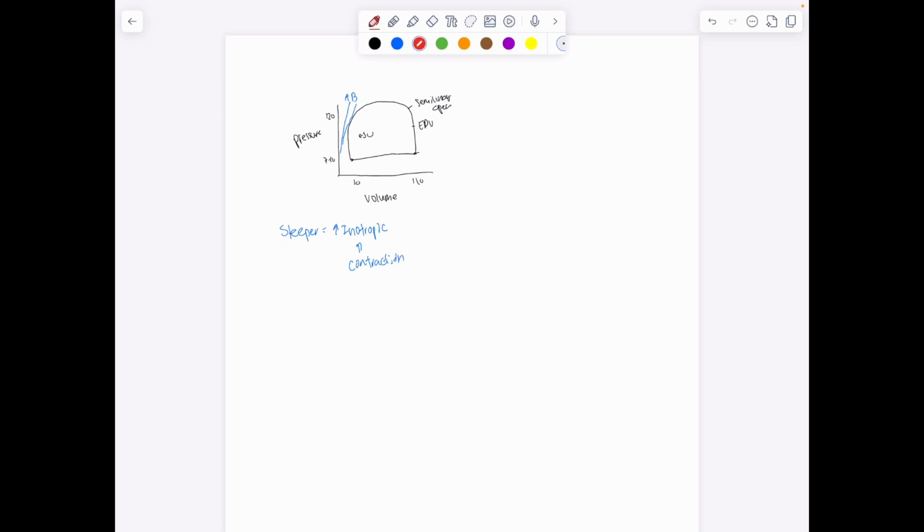And then let's say we come over here and we have preload, and preload deals with the volume before it enters the aorta. And so our pressure is going to be increased, the pressure is increased, which is going to increase our cardiac output.